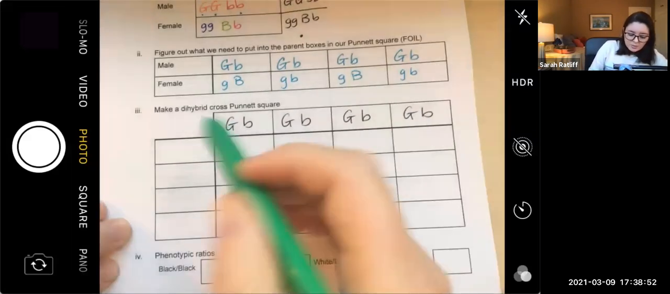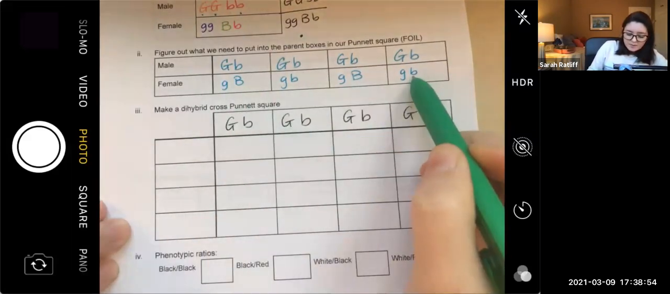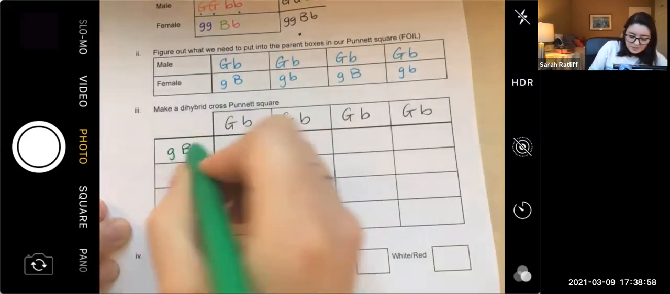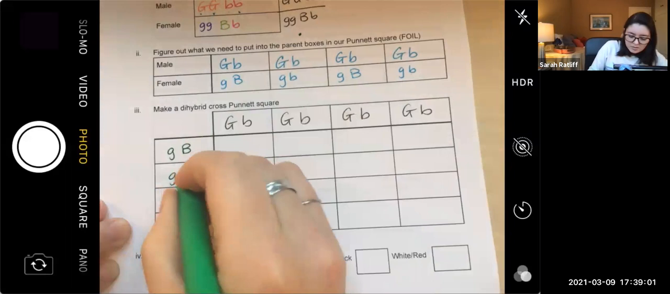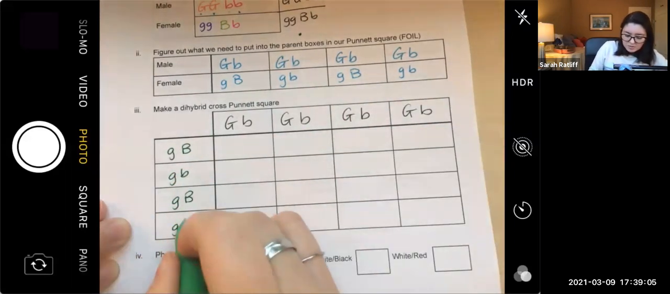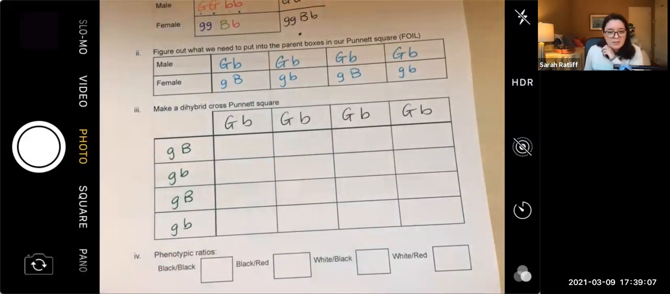All right. So we know what's going down the side for our female here. First is little g, big B. Next is little g, little b, little g, big B, and little g, little b. Oh, you can barely tell the difference. That's okay.